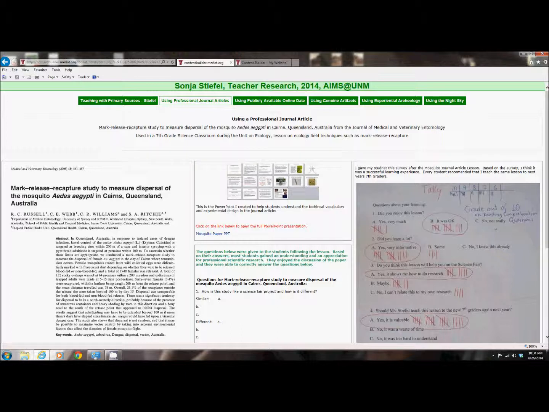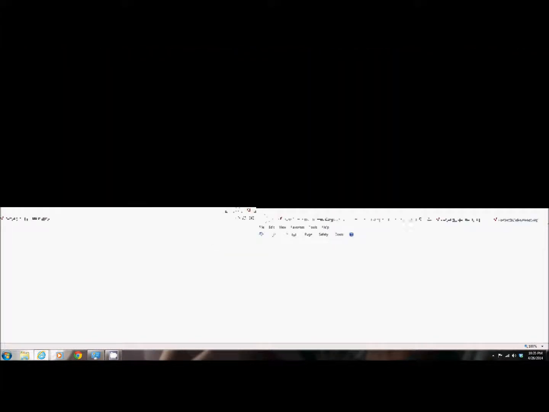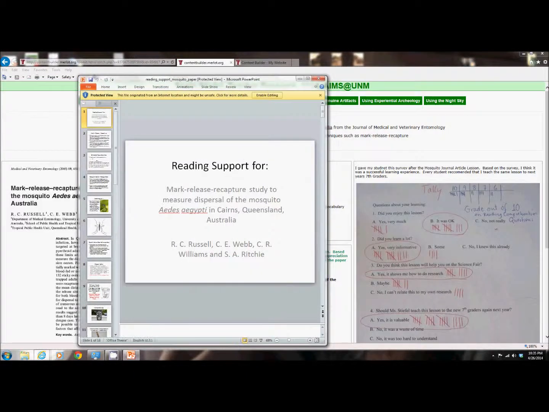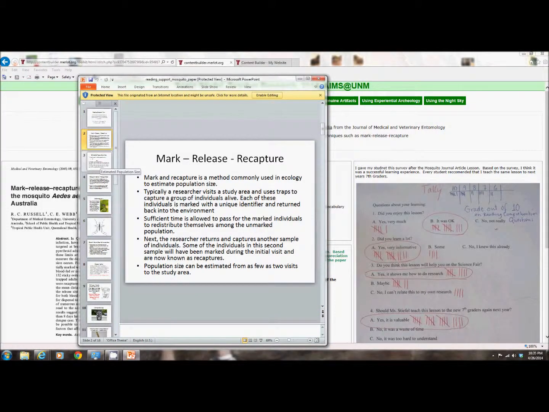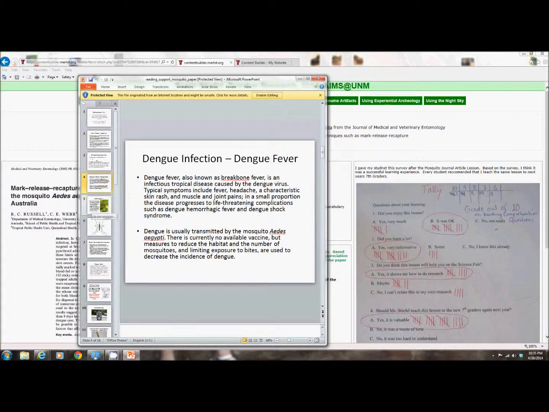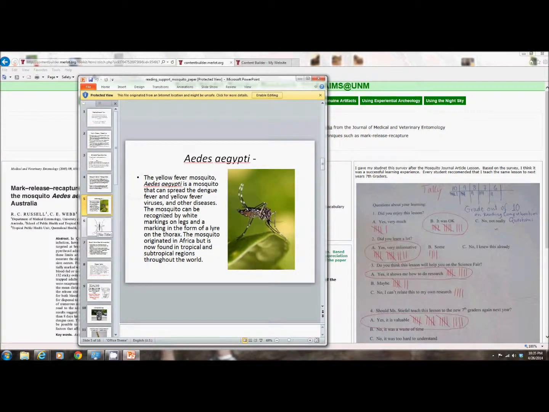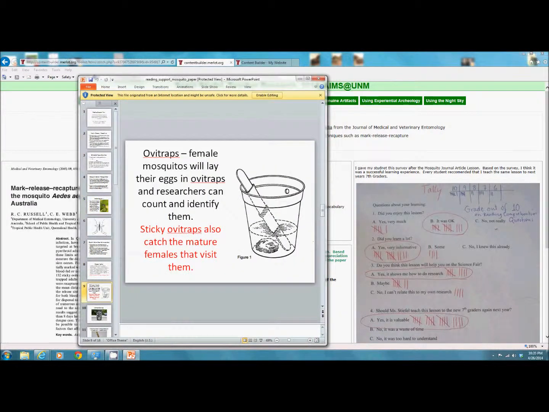I began the lesson by showing them a PowerPoint that I had developed based on this paper, and the PowerPoint provided vocabulary support. So I'm just kind of quickly moving through the PowerPoint. It describes how to estimate population size, what dengue fever is. Here's the vector, the mosquito Aedes aegypti. This was the technique used by the scientists to capture mosquitoes in an ovitrap.